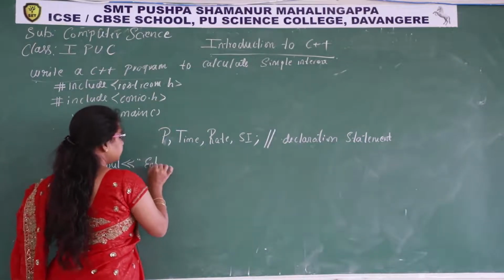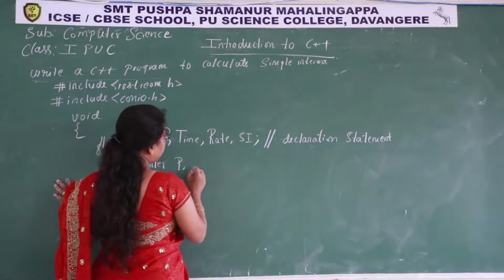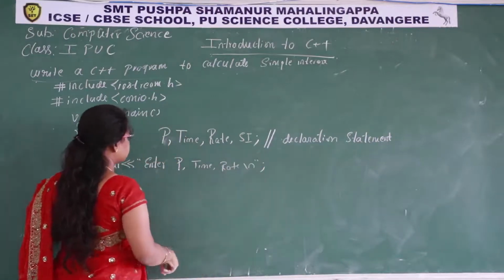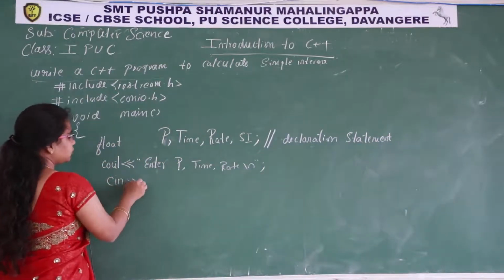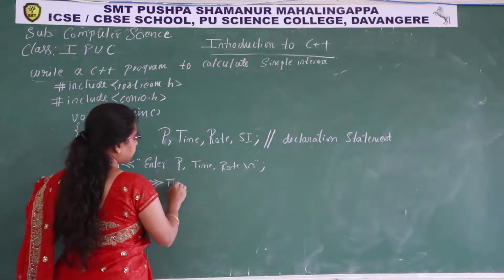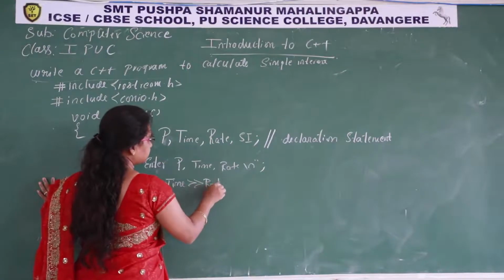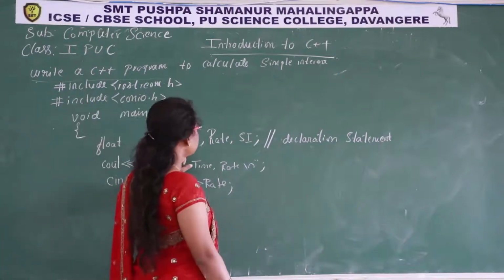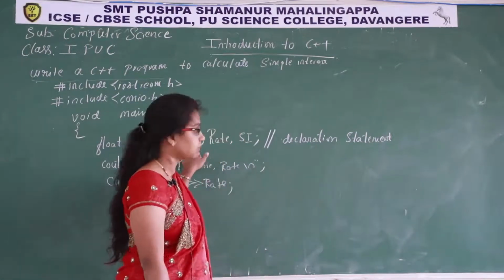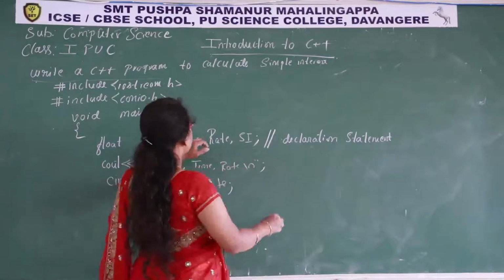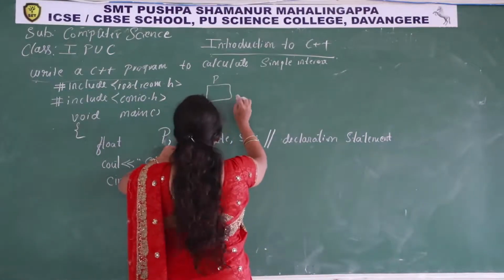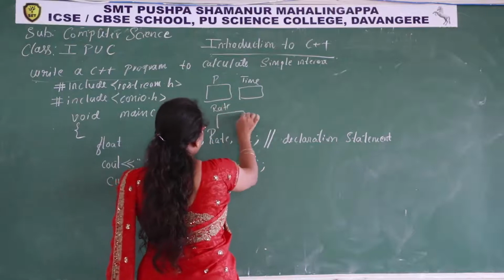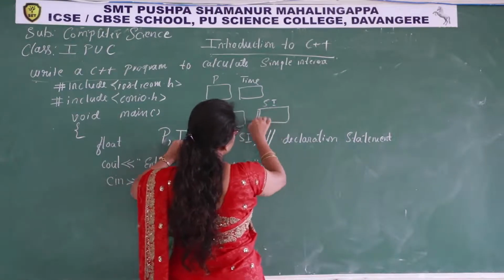Now enter principal amount, time and rate of interest. cin extraction P, extraction time, extraction rate, isn't it? By that name you have allocated memory here. So when you write this statement, memory will be allocated. This is called a declaration statement. For P there is 4-byte memory, for time also 4-byte memory, rate 4-byte memory, and SI also 4-byte memory.